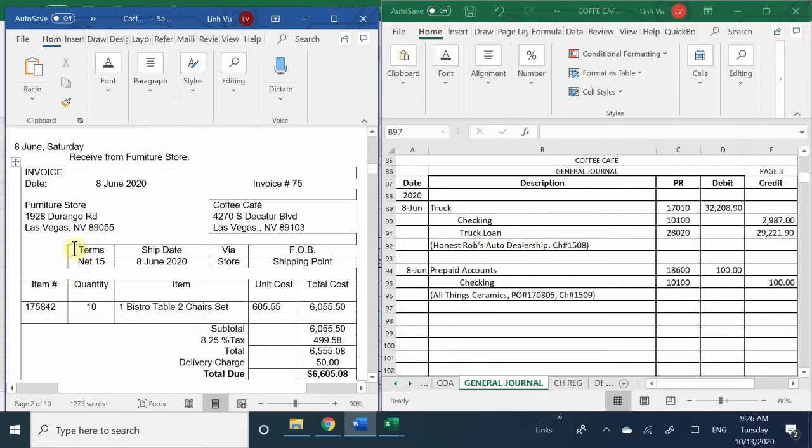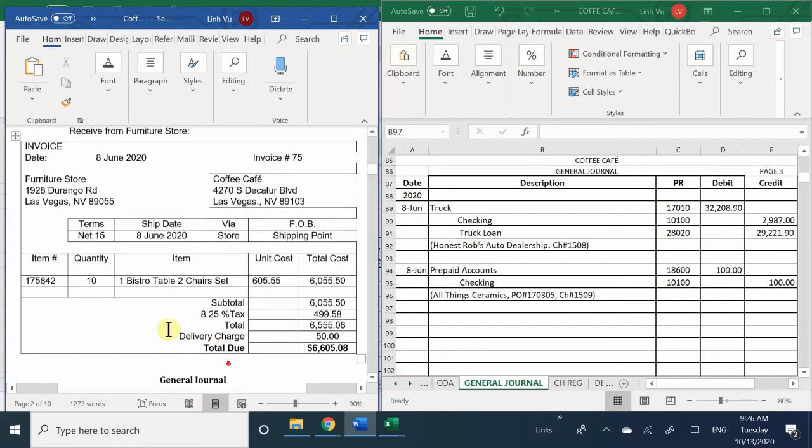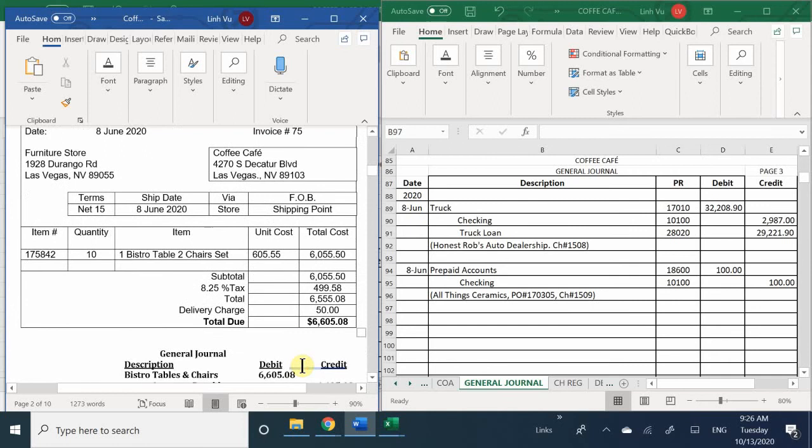Here they give us terms, right? Here's the delivery date. Everything's included. Here's the tax that they charge and a delivery charge. So our grand total is going to be $6,605.08.